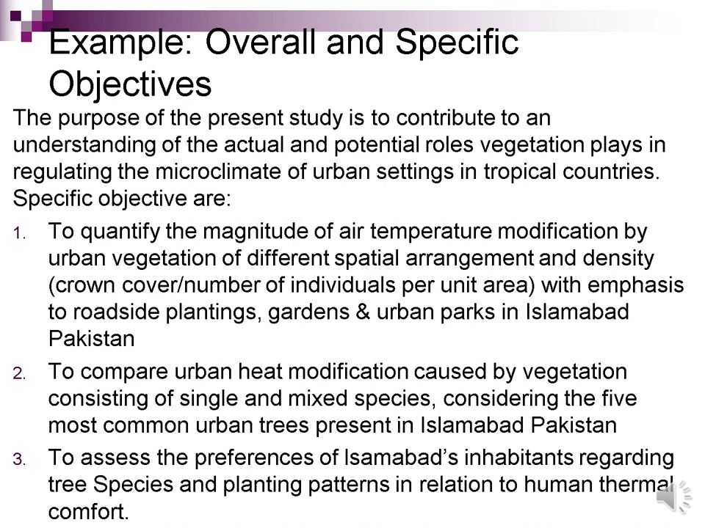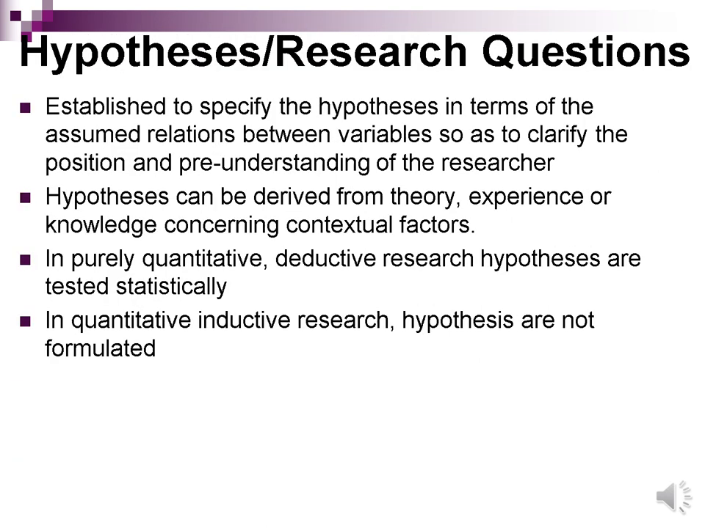To compare urban heat modification caused by vegetation consisting of single and mixed species, considering the five most common urban trees present in Islamabad. To assess the preferences of Islamabad's inhabitants regarding the species and planting pattern related to human thermal comfort. So, besides the general objective to study the role of vegetation in improving the microclimate of Islamabad, or urban microclimate, there are three specific objectives of research.